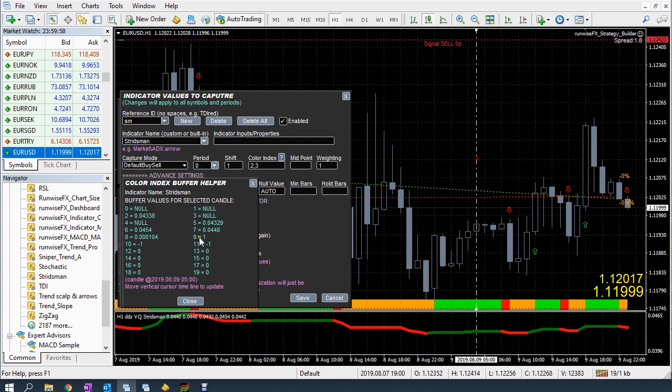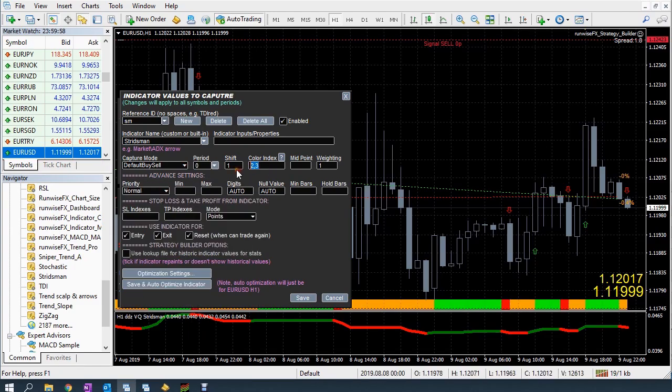So with green, we're on null. On red, we've got the value there. So when it's not null, it's a cell. So what we've got there is color index 3. So what we want is color index 3.